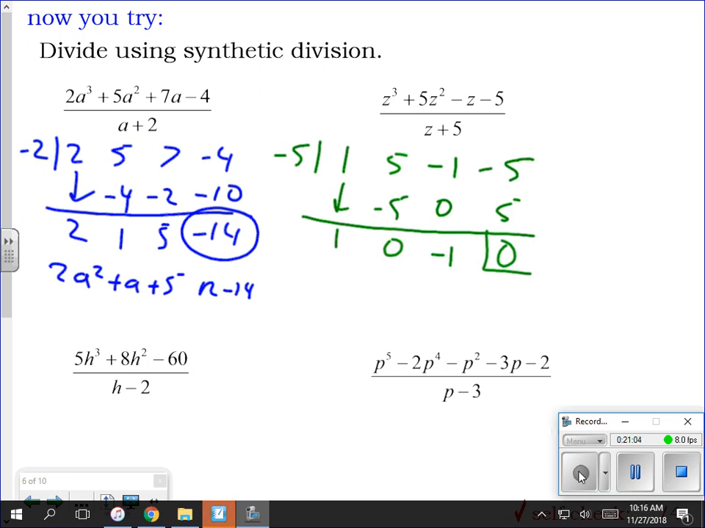So my answer, I started with z cubed. My answer needs to start with z squared. So I get z squared, 0 z's, minus 1. That's my answer, z squared minus 1. I start with 1 power less. I have no z's. I have minus 1. I have no remainder. Z squared minus 1.